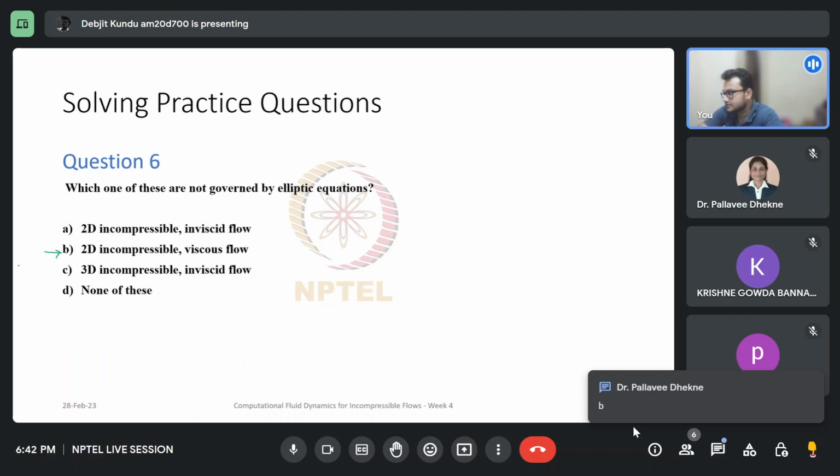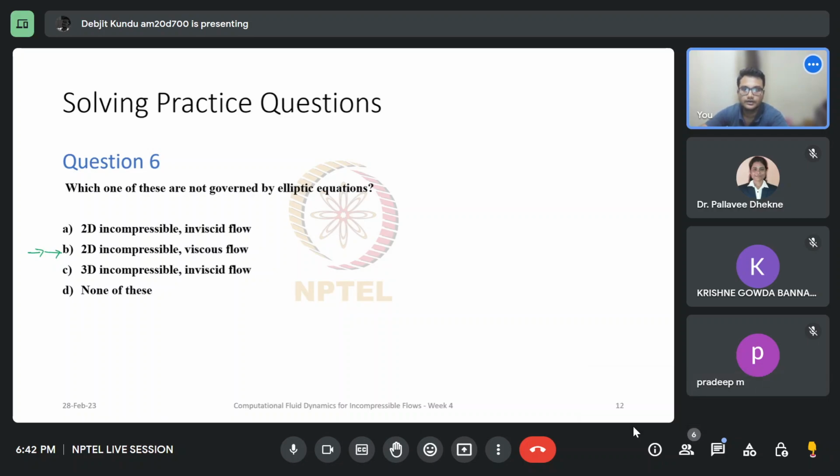Okay, another answer in favor of option B. Which one of these are not governed by elliptic equations? Is it option A, 2D incompressible inviscid flow? Is it option B, 2D incompressible viscous flow? Or is it option C, 3D incompressible inviscid flow? Or is it option D, none of these?